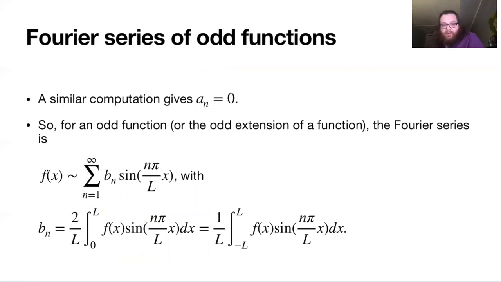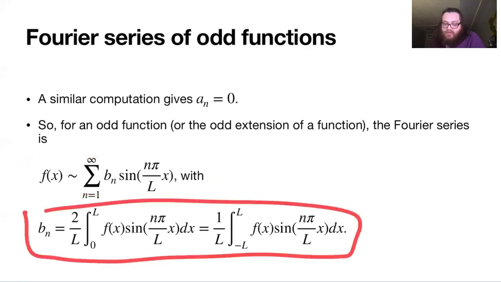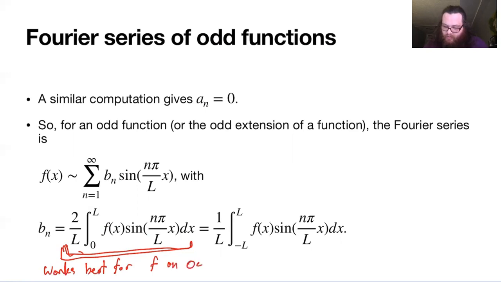And so writing that rather explicitly, if f is odd, or we're looking at the odd extension of a function, then the Fourier series of f looks like this, where we can compute these coefficients like this. One note is that in a sense, these two expressions give the same value. It's just that depending on your setup, you have to be a little careful with what you're computing. This expression, I'll say, works best for f on the interval 0 less than x less than L.